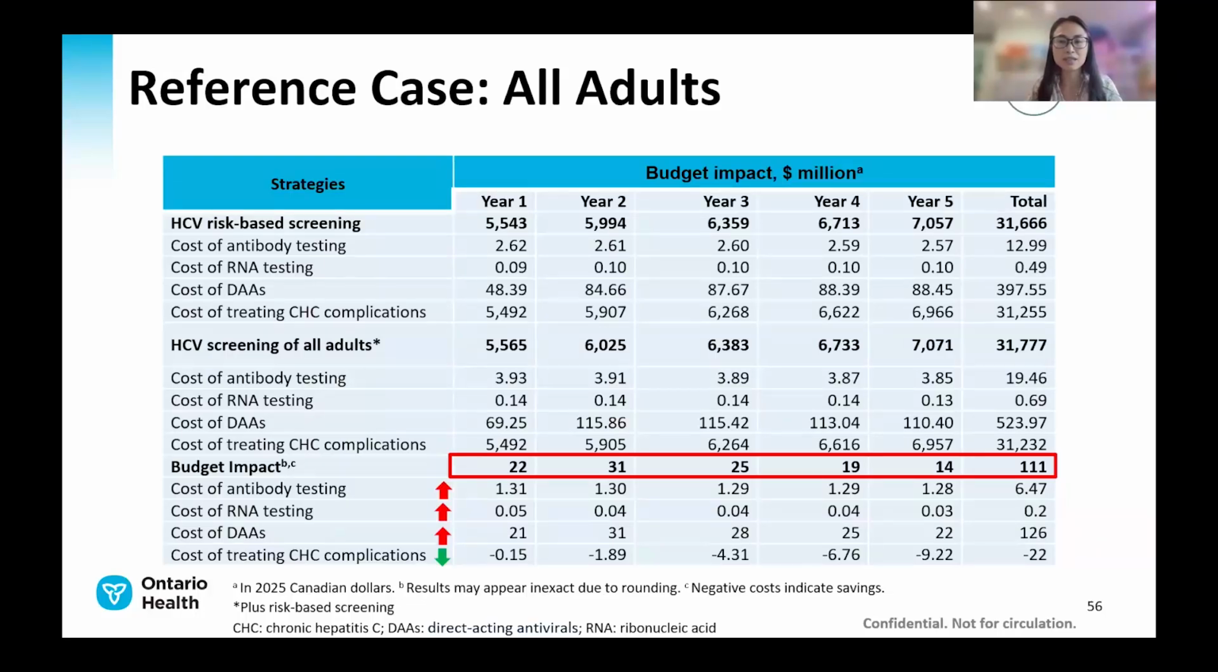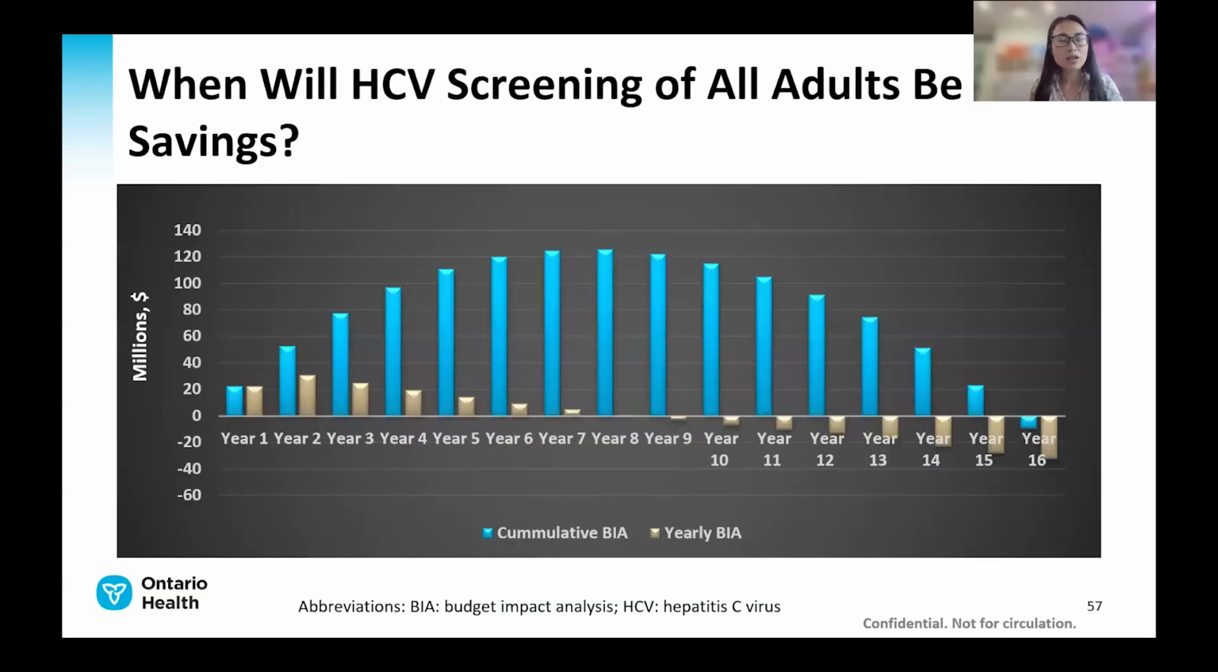111 million in 5 years. We go beyond just the 5-year budget needed for the government. We want to explore when the hepatitis screening for all adults would become cost saving for the Ontario province. As you can see, the blue line is the cumulative BIA, and the yellow bar is the yearly BIA.